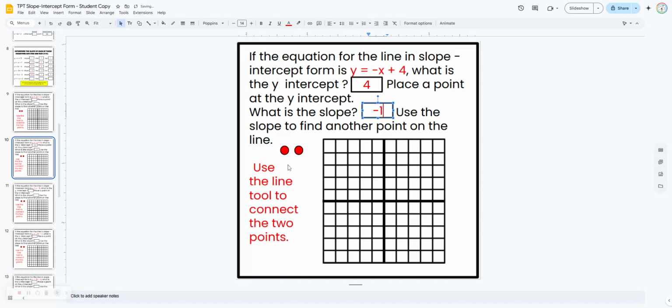The first point, now they have these movable points that they can place on the graph. So if the y-intercept is 4, then we're going to have a point at (0, 4). That's the point where that line crosses the y-axis. The slope is negative 1. If we write that in fraction form, negative 1 over 1. The rise will be negative 1. Since it's negative, we're going to move down 1 and then to the right 1.